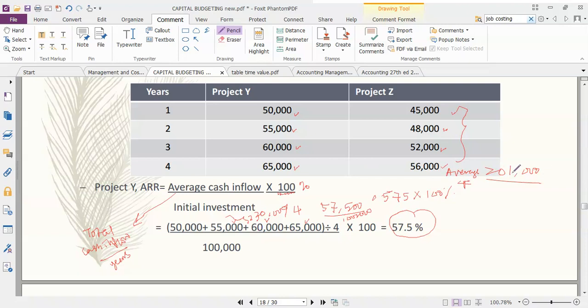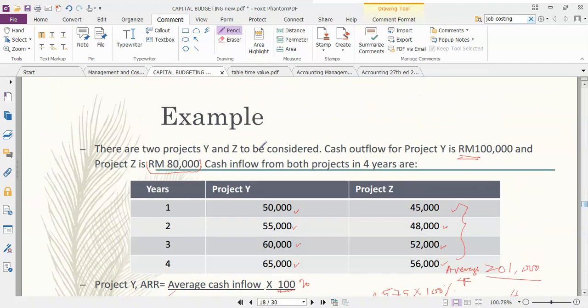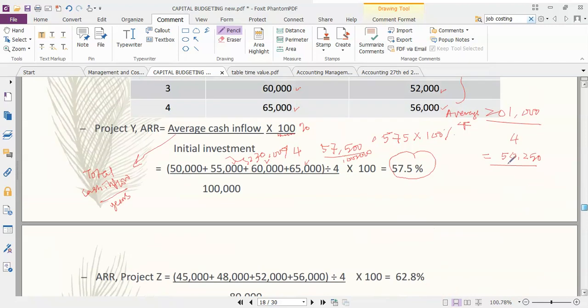Okay. The first one, before we divide with the initial investment, you should calculate the average first. Average cash flow, after you add all these things, you must divide with what? Divide by 4. Okay, divide with 4 first, and then you will get the average cash flow. How much, after you divide with 4? 50,250. Okay, very good. And then you must divide with the initial investment. How much is the initial investment for project Z? Are you sure, my dear? Oh, yes, that is correct. Project Z is 80,000. Project Y is 100,000.